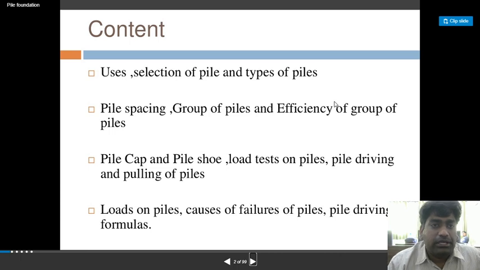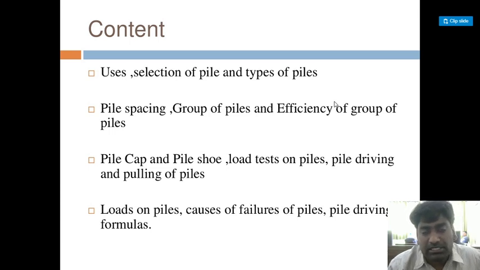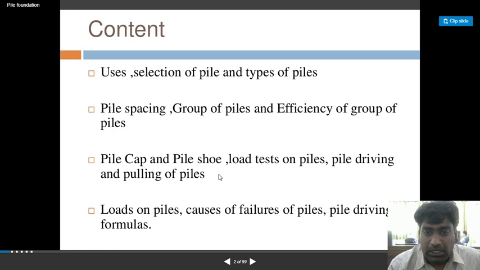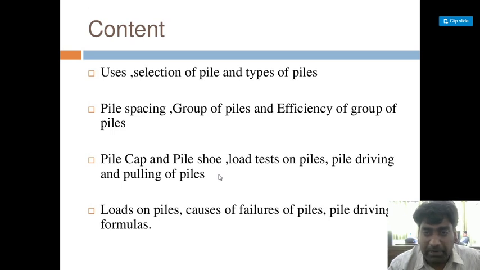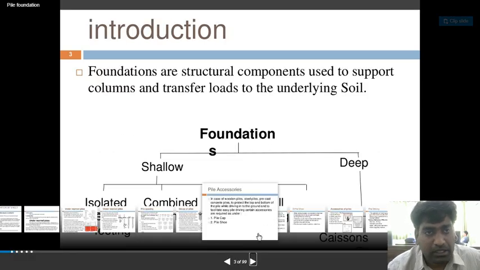In this topic we are going to discuss the uses, selection and types of piles, pile spacing, group of piles and efficiency of the group of piles, pile cap and pile shoe, load test on the piles, pile driving and pulling of the piles, load on piles, causes of failure of piles, and pile driving formulas.